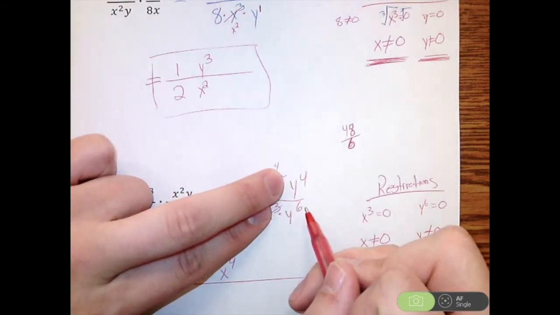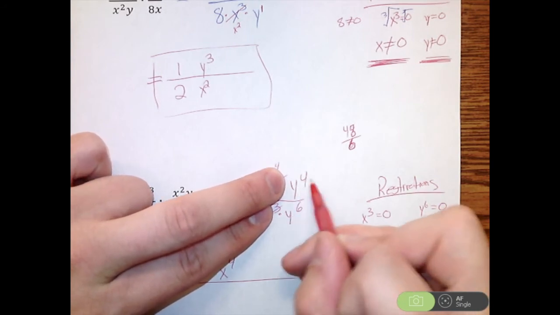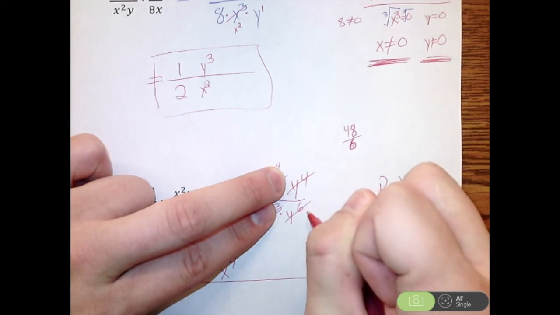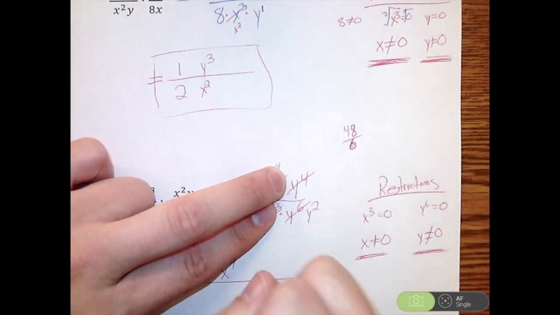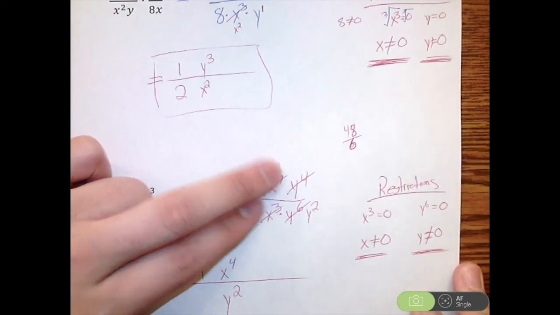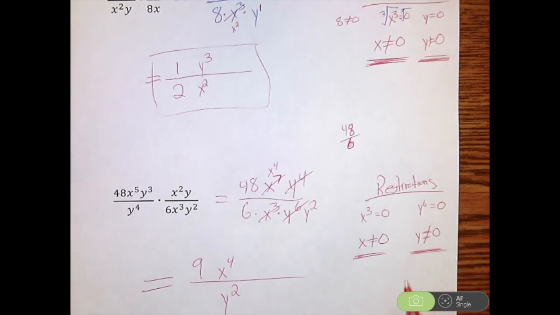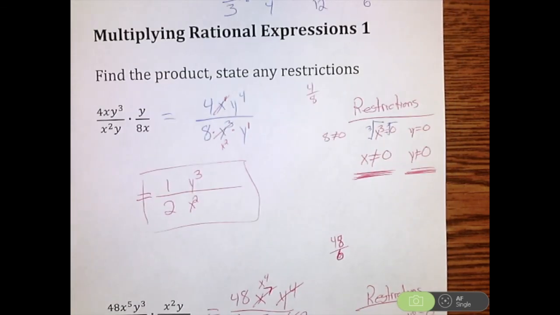And then finally I go to my y's. I have y to the 4th and y to the 6th. 4 y's on top, 6 on bottom. If I take away 4 from top and 4 from the bottom, I'm left with 2 left on the bottom, so a y squared on bottom. So my answer is 9x to the 4th divided by y squared with restrictions of x cannot be 0 and y cannot be 0. And that was multiplying rational expressions 1.